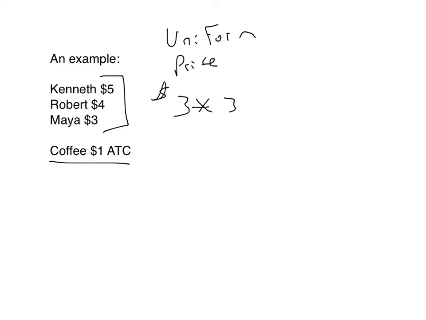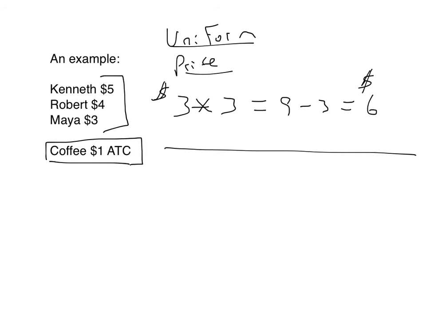And I would sell 3 cups of coffee, giving me revenue of $9. And again, since coffee is $1 per cup to produce, 3 cups, I subtract out my cost of $3, and that gives me a $6 profit. And again, that's with a uniform price.